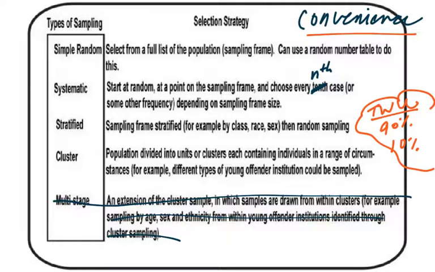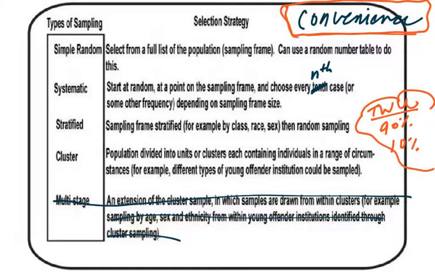Oftentimes the people who volunteer to take part may be very different from those who choose not to. Okay, they call that volunteer bias. And the sample may not be representative of other characteristics such as age or sex. So that is another type of sampling that we might see.